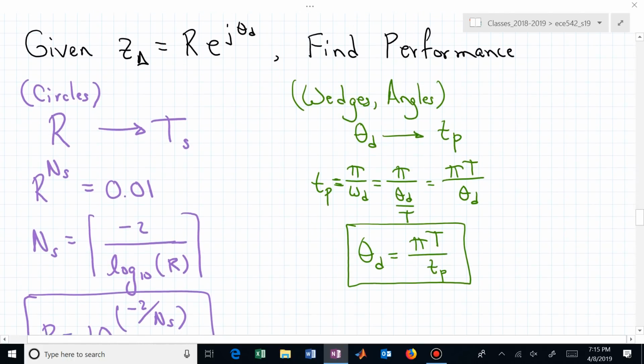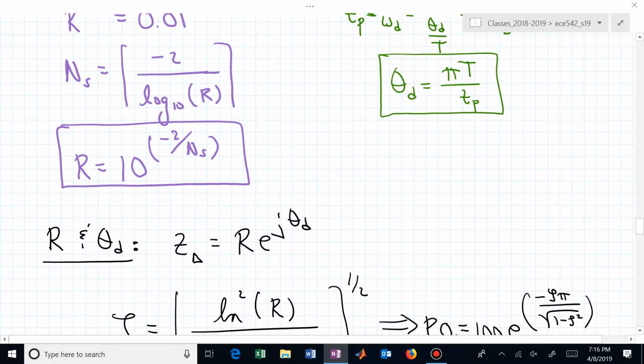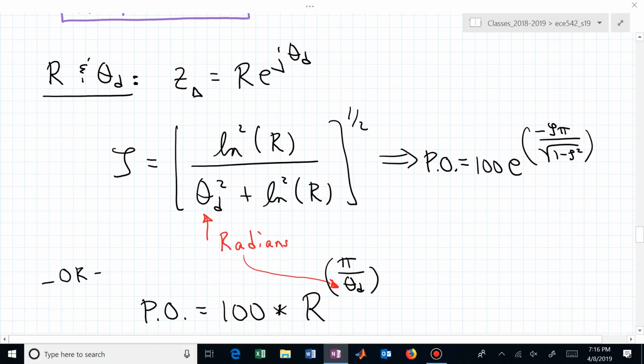For example, if you're given an r in the z sub delta, that corresponds to N sub s as this ceiling function. If you're given theta sub d, you can now find time to peak is pi T over theta sub d. And if you're going the other way, then you can use them to find r or theta sub d. And finally, if you have r and theta sub d and somebody wants to know the percent overshoot, then you can use many different ways of doing that.